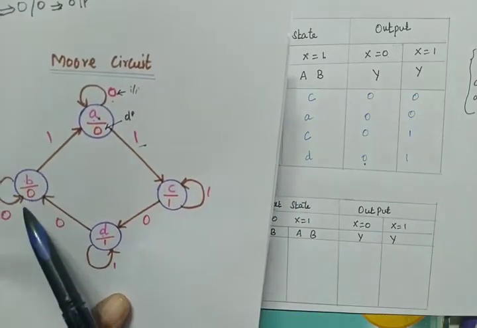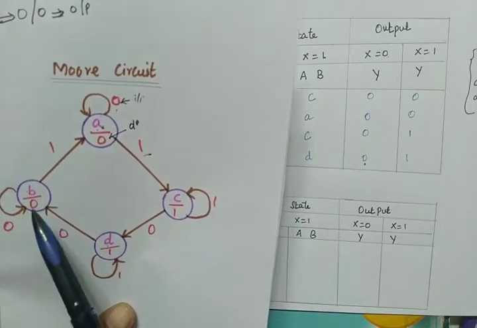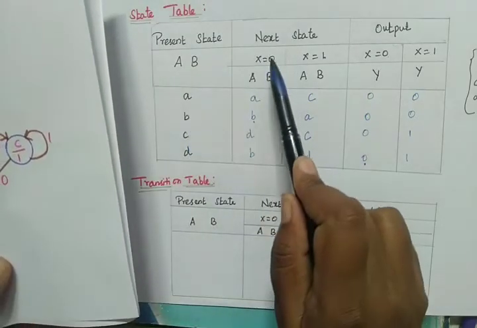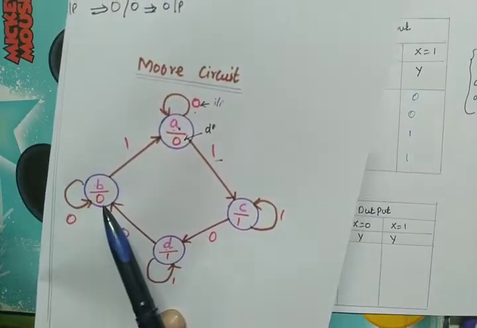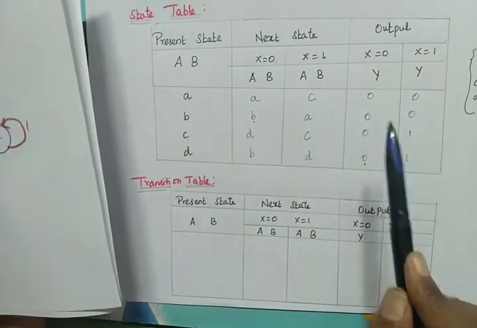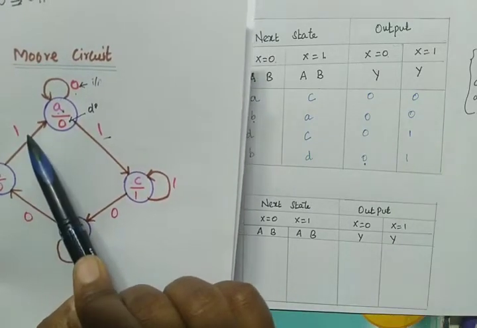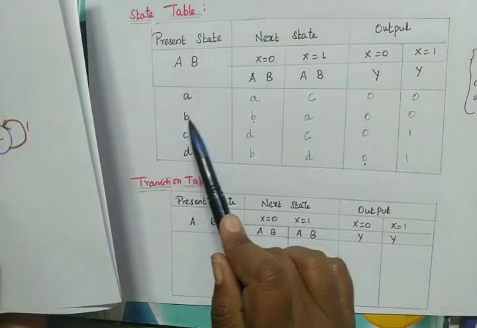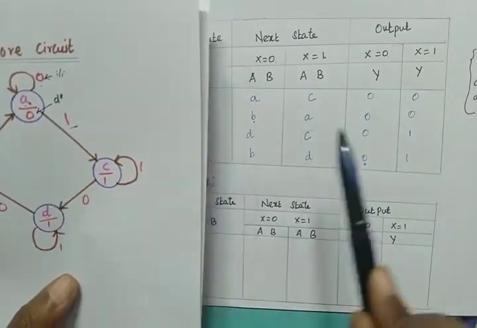Then B, when the input is 0, it remains in the same state B, and the output for this is 0. B, when the input is 1, it goes to A, and the output for that will be 0.